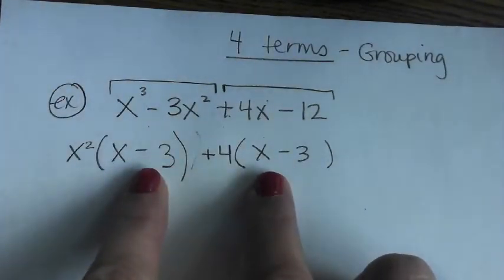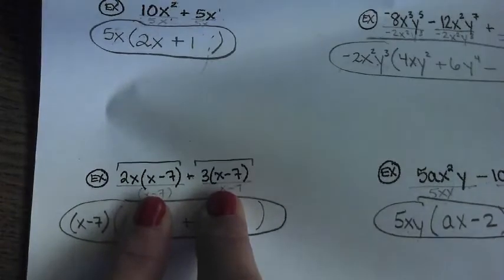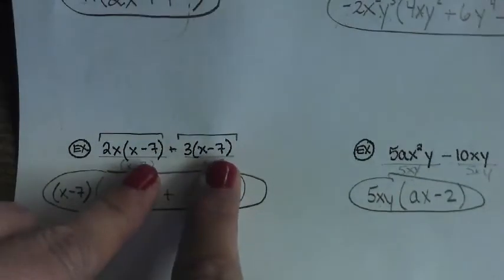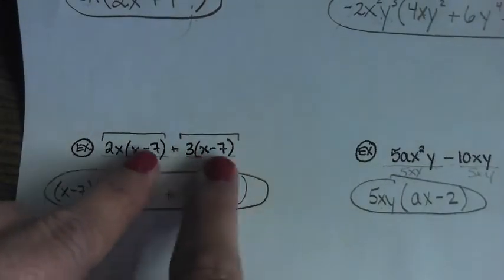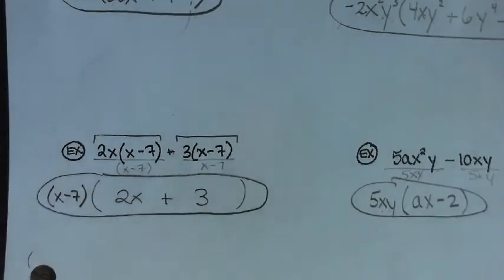Do you see how they both have the x minus 3 in common? Remember this example from the front, how weird that looked? This is why we did this type of example, because this is part of this grouping process. Those had an x minus 7 in common. We then pulled it out in front.